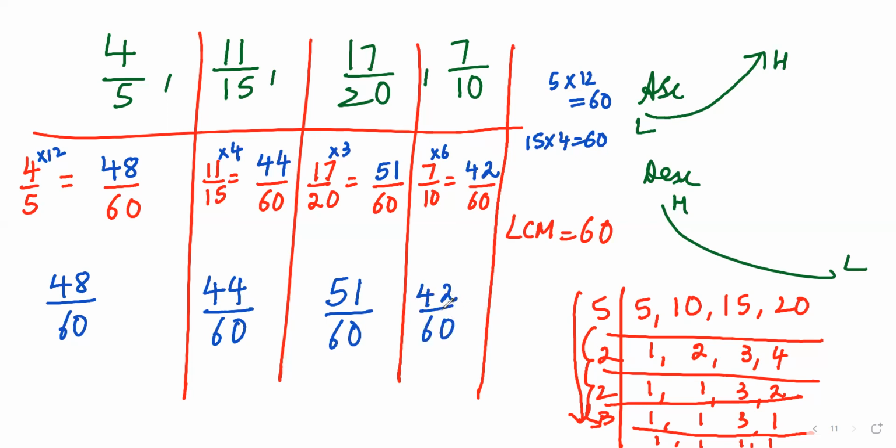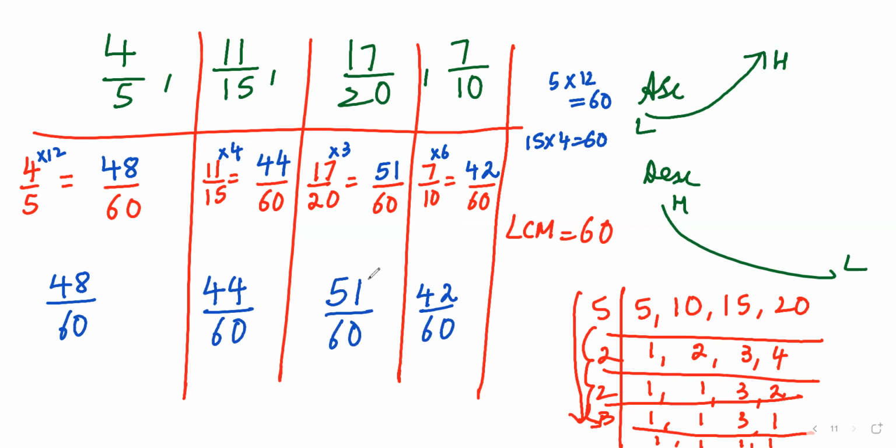So now, when the denominators are same, they are all like fractions. And how do we compare? If the numerator is larger, the fraction is larger, isn't it? When denominators are same, look at the numerators. Larger the numerator, larger is the fraction. So by this logic, suppose I say ascending order, what should I do? The smallest one I should put first, isn't it?